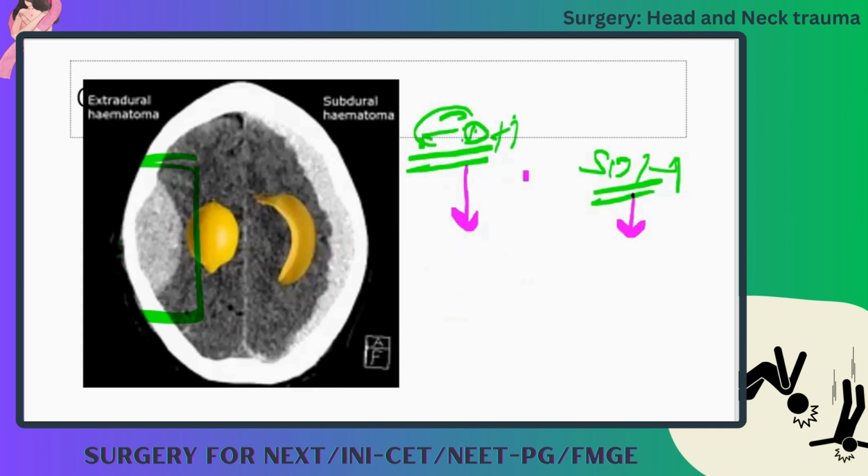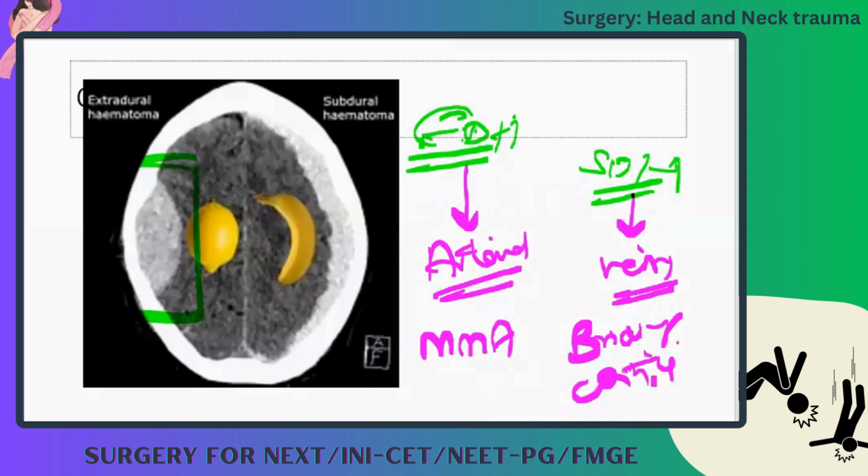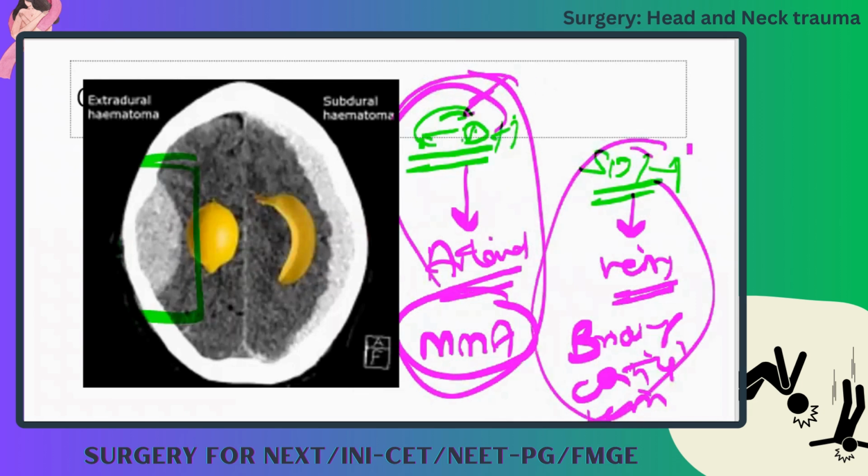Extradural hemorrhage is due to an arterial bleed. Which artery? The middle meningeal artery. Very good. Subdural hemorrhage is due to venous hemorrhage, from the bridging cortical veins. So, since it is arterial, extradural hemorrhage is an emergency. Subdural hemorrhage, being venous, is not an emergency.